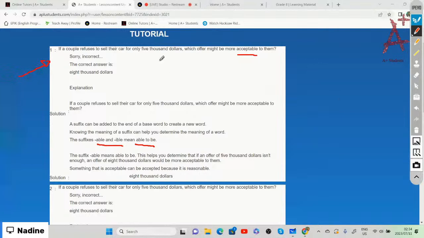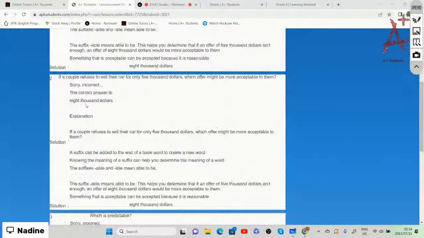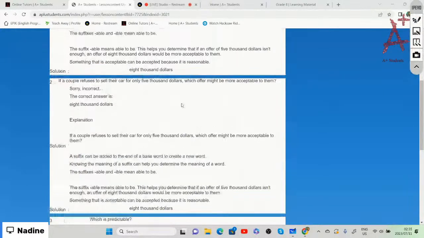So which means that if, say, for example, you don't want the $5,000, then you can maybe negotiate and say maybe you want $8,000, right? And $8,000 would be more acceptable to them, or another word is it will be more reasonable.